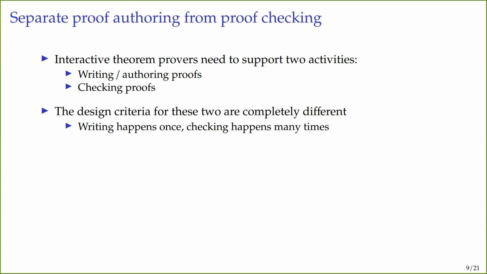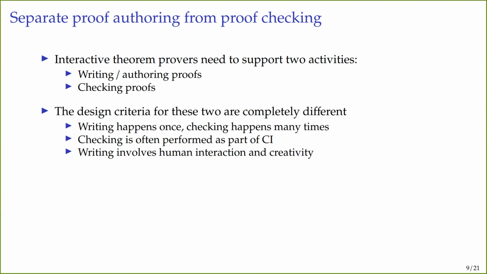Writing happens once. You write the theorem and then you've proved the theorem. I mean, there is maintenance that can happen, but for the most part, writing happens once or just a few times, whereas checking happens many times. It'll usually happen any time there's a change, it shows up in CI. Anytime someone downloads the thing, they're probably going to want to be able to check it just so that they can make use of it, depending on to what degree that needs to be done. Writing often involves human interaction and creativity.